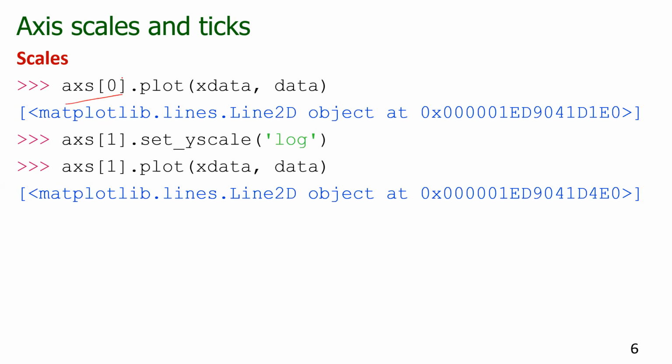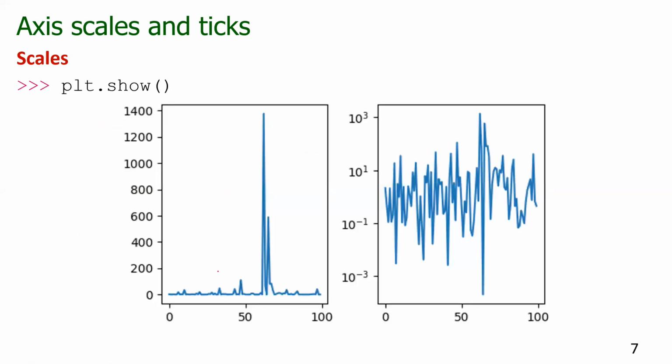Now the data is used for another plotting. Here you are defining axs 0 dot plot of xdata comma data. Then axs 1 set underscore yscale log, data. Then axs 1 dot plot xdata comma data. So defining y scaling as log. Then let us see plt.show. Here you can see two different plots. You can see the range also.